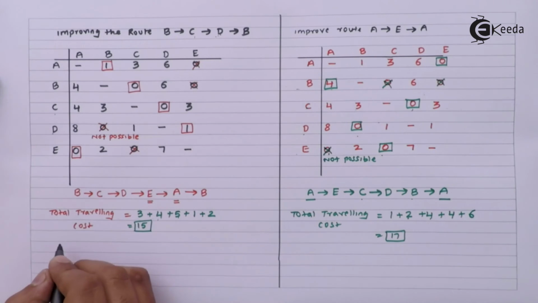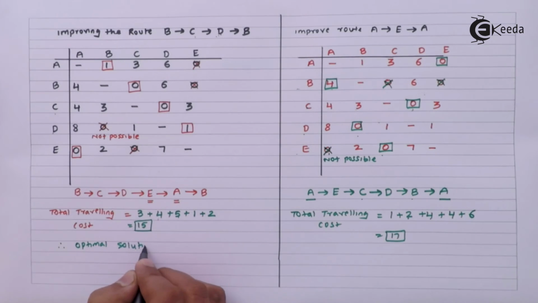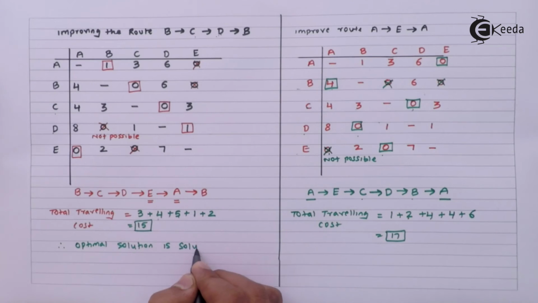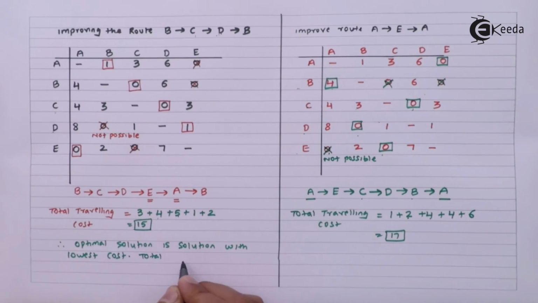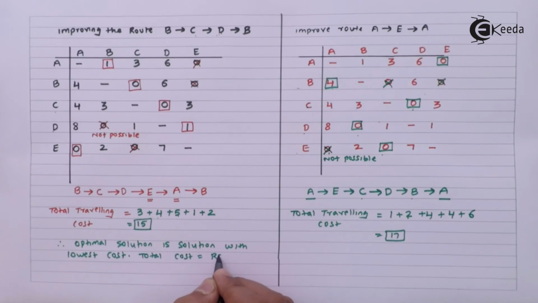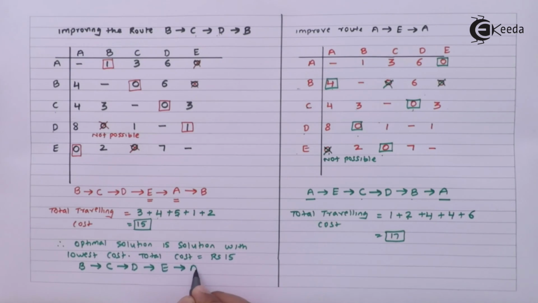15 rupees. Therefore, the optimal solution is the solution with lowest cost. Therefore, total cost will be rupees 15 and the schedule or the route will be B to C, C to D, D to E, E to A, and back from A to B.